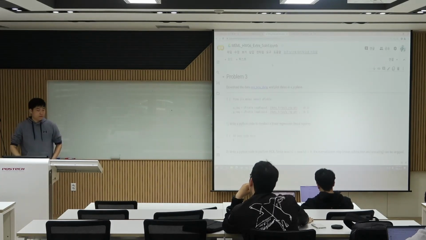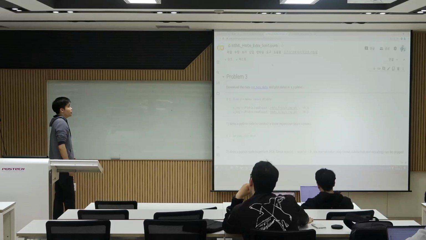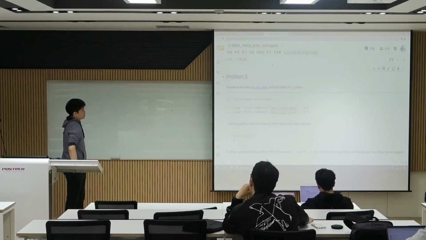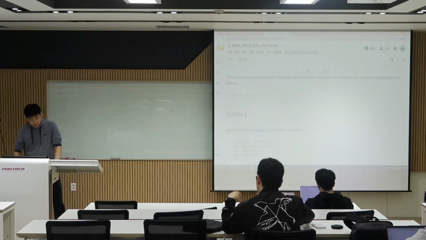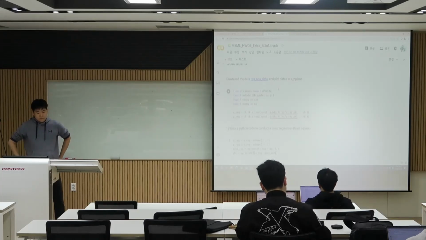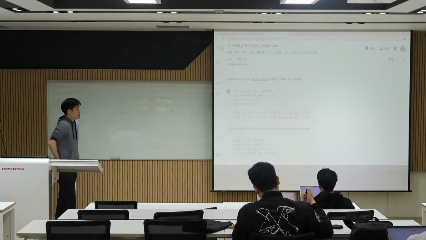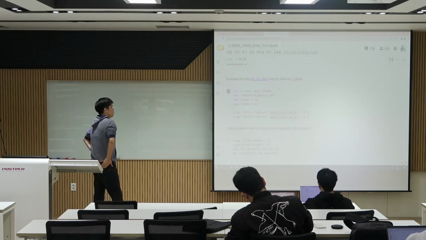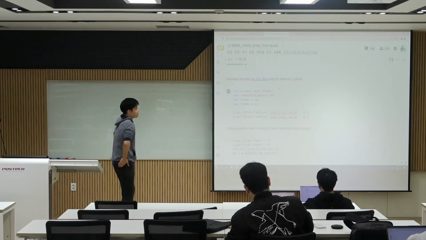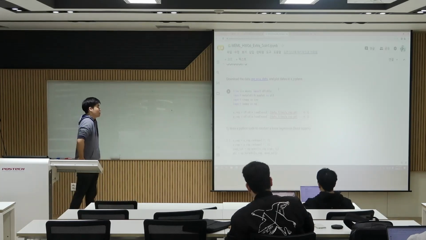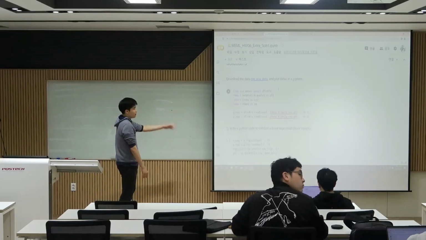So for the first problem, I'm going to go over problem number 3. And this is also basically a simple problem, I think. So we have two kinds of data, X and Y. And we will do the regression analysis first in order to find the relationship between X and Y.